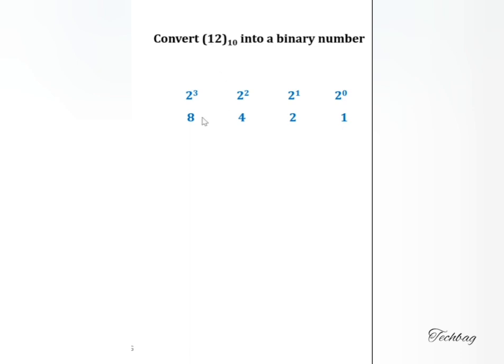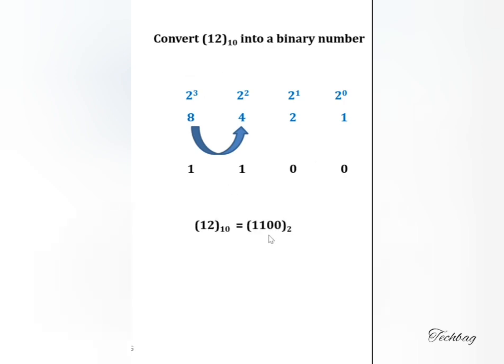We need 12. Here if you add 8 with 4, you get 12. There is no other option to get 12. There is only one option. So put 1 in those places, and put 0 in all other places. So you get 1100. So this 1100 is the binary equivalent of your decimal number 12.